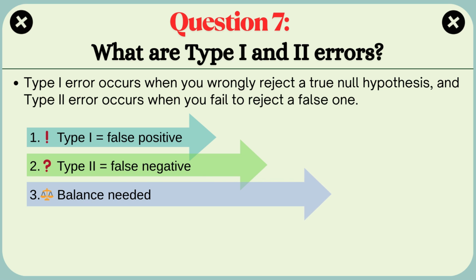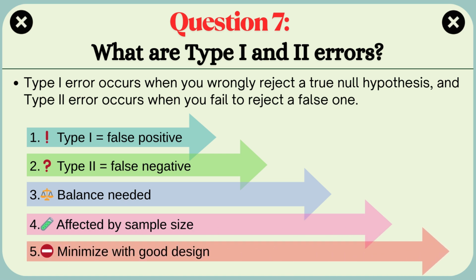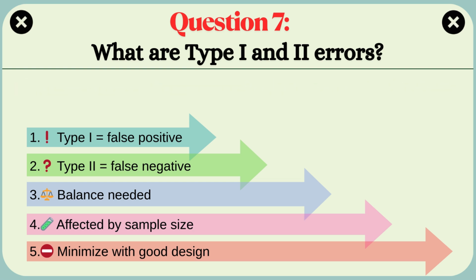Balance needed: reducing one increases the chance of the other. Affected by sample size and test power: these influence error rates. Minimize with good design: use proper sampling and test choice to reduce errors.